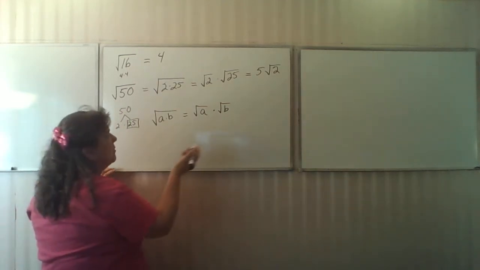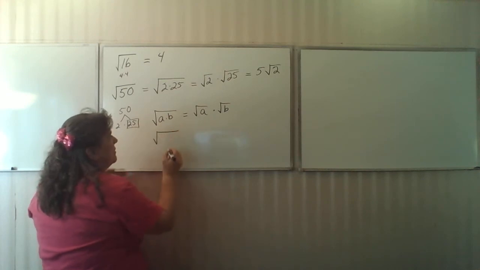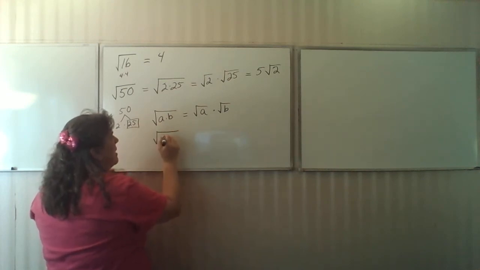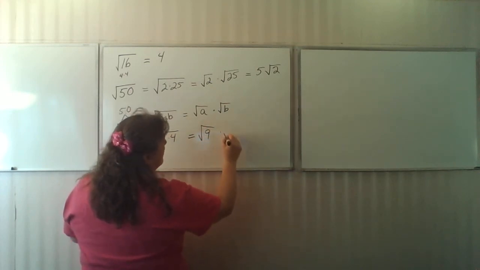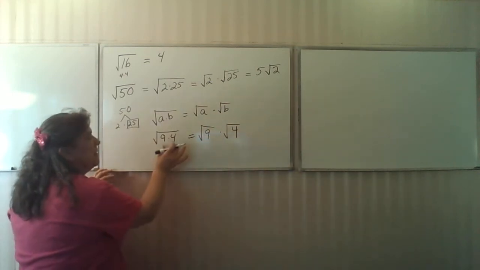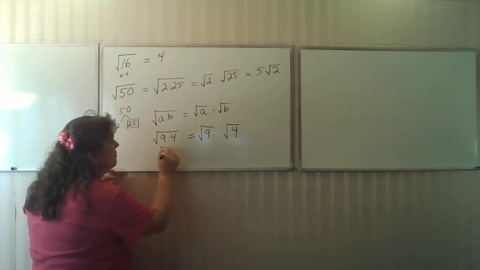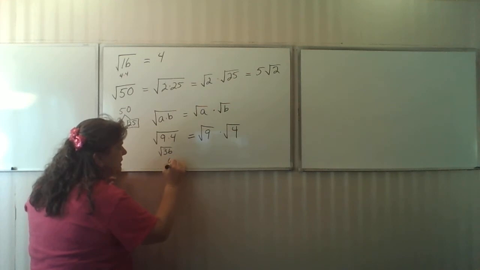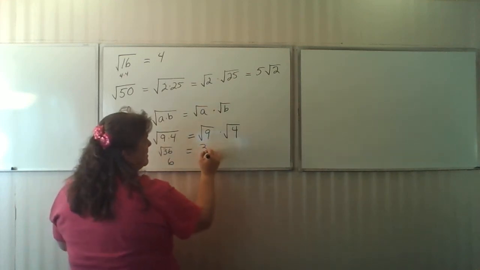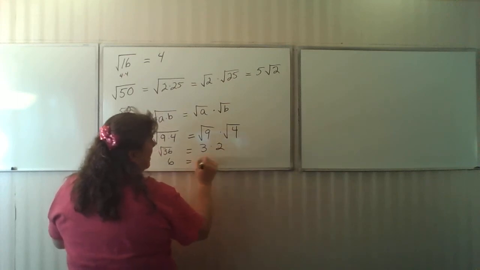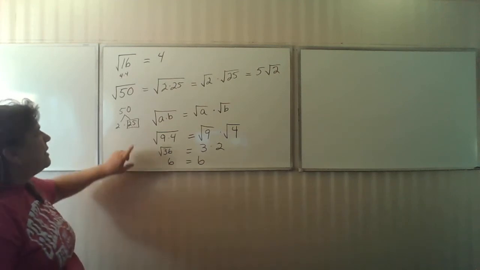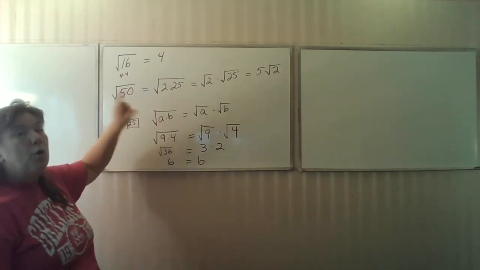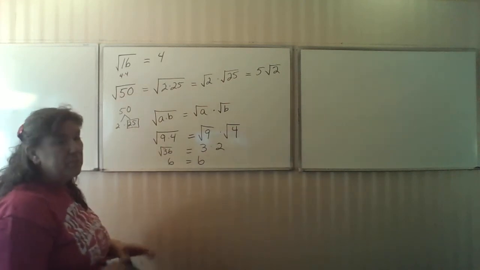Now, why can we say this? Well, let's look at this. If I have the square root of 9 times 4, this would be equal to the square root of 9 times the square root of 4. Let's see if that's true. The square root of 9 times 4 would be the square root of 36, and the square root of 36 is equal to 6. The square root of 9 is 3, the square root of 4 is 2, and 3 times 2 is 6. So we can show that that is true. So it's really important: if it's multiplication or if it is division, we can split them up that way.